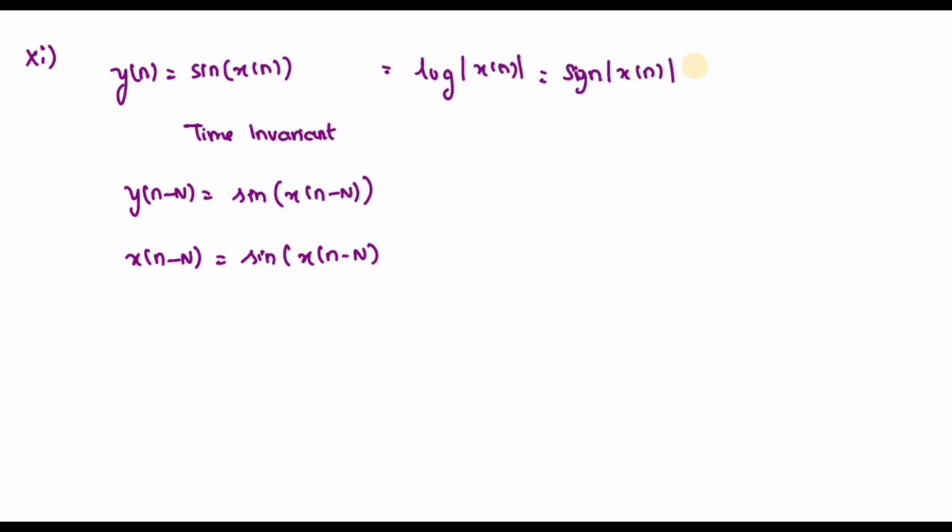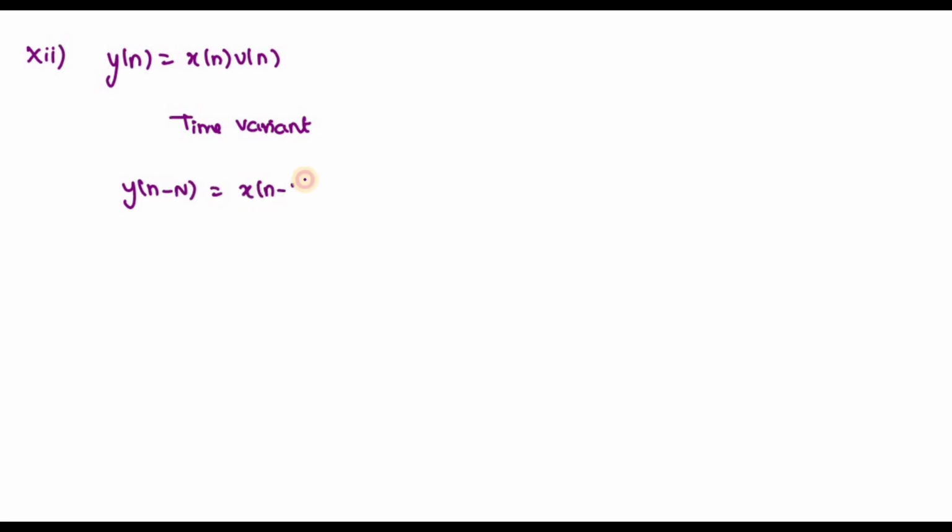Okay, suppose they give the question like this: y(n) is equal to x(n) into u(n). Here you can see that n gets multiplied with x(n), so definitely this is a time variant term, right? Since if I change only x(n minus n0), it becomes x(n minus n0) into u(n). So here y(n minus n0) is not equal to x(n minus n0) u(n minus n0). So it is time variant.